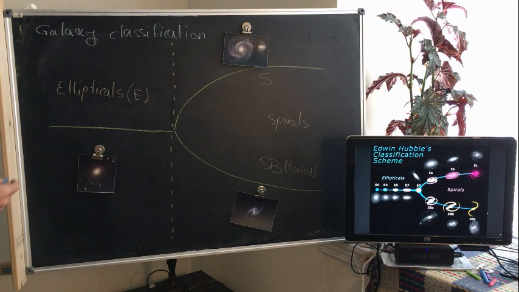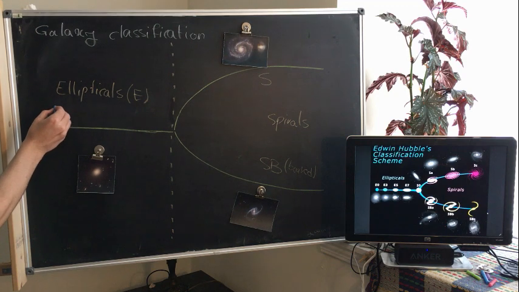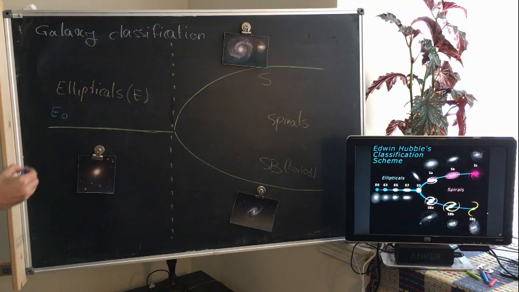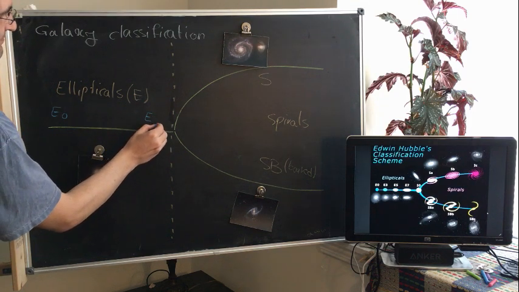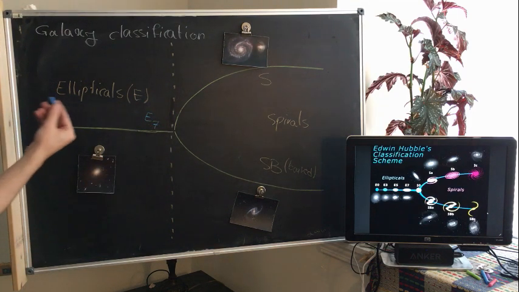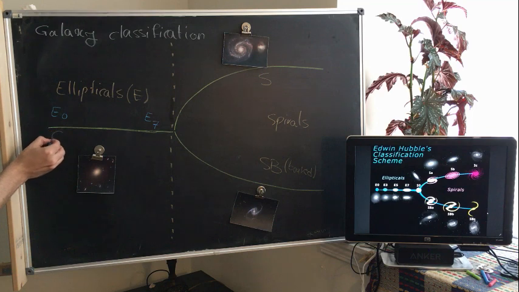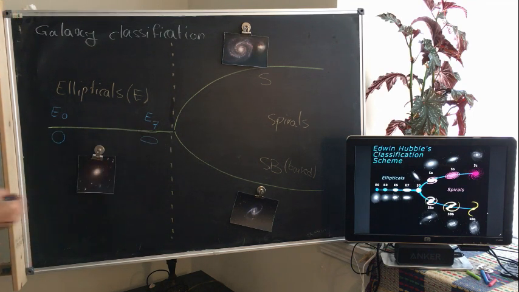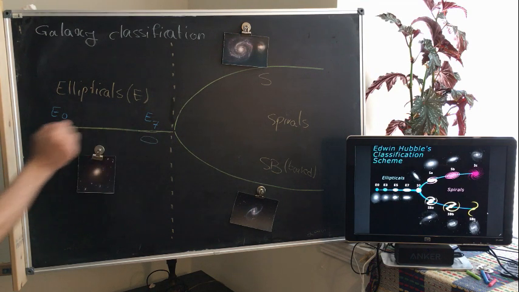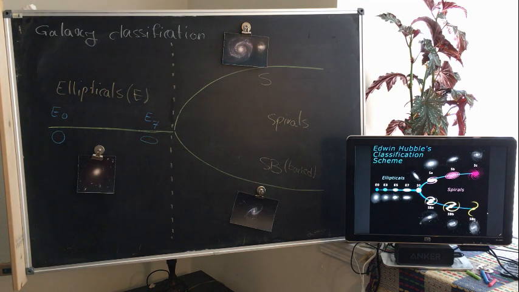For ellipticals, we have E0 to E7 and numbers in between: E0, E1, E2, E3, and so on. The main difference is their shape. For E0, we have a sphere. For E7, we have kind of an ellipsoid. It's stretched. It's not as symmetric as E0. And all others are in between.